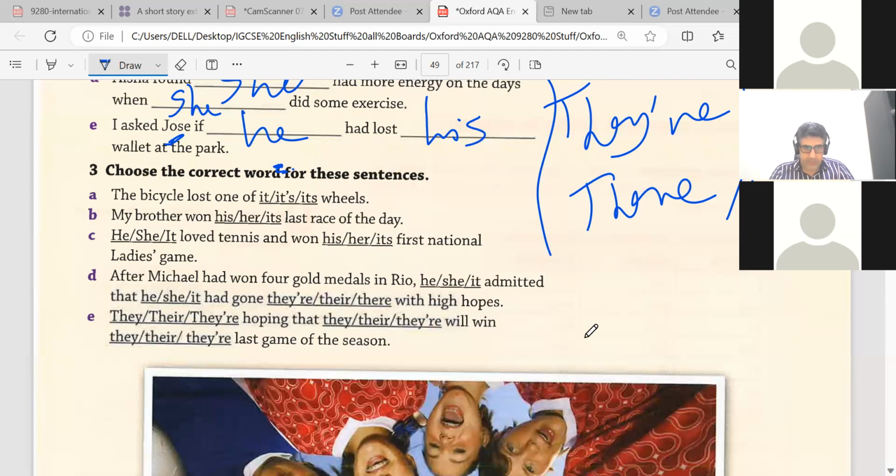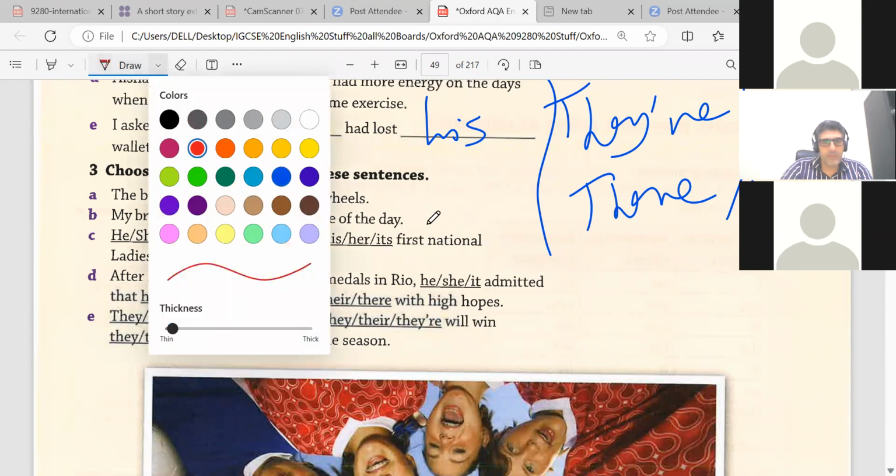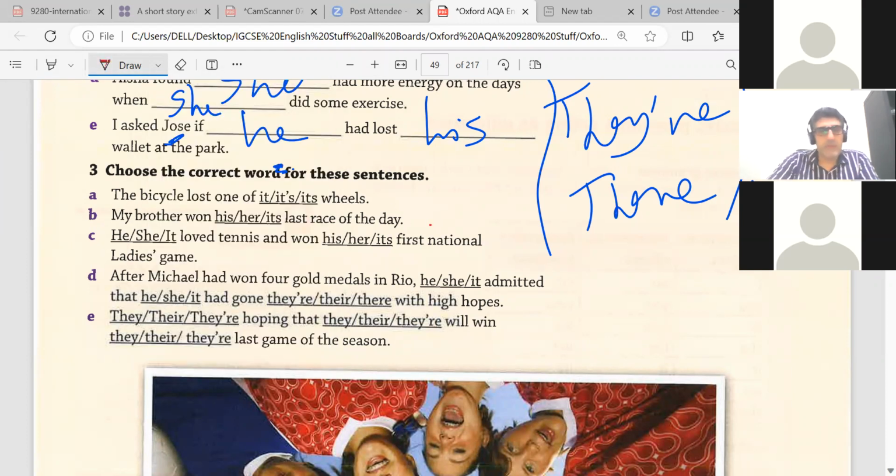Khalid, ready? Akram, start, please. The bicycle lost one of its wheels. Why? Because here we need a possessive adjective. Type without an apostrophe. Good. Next.